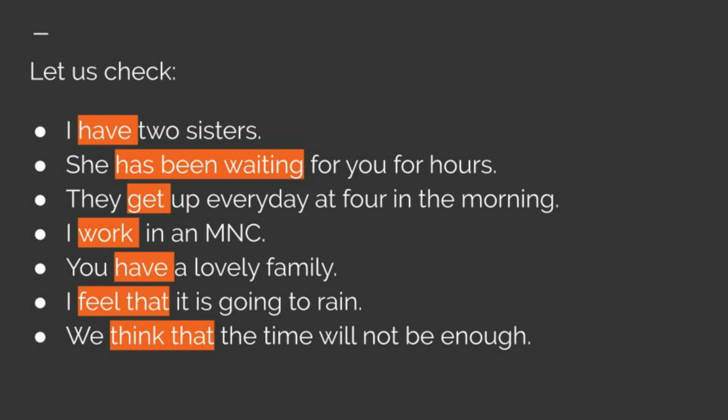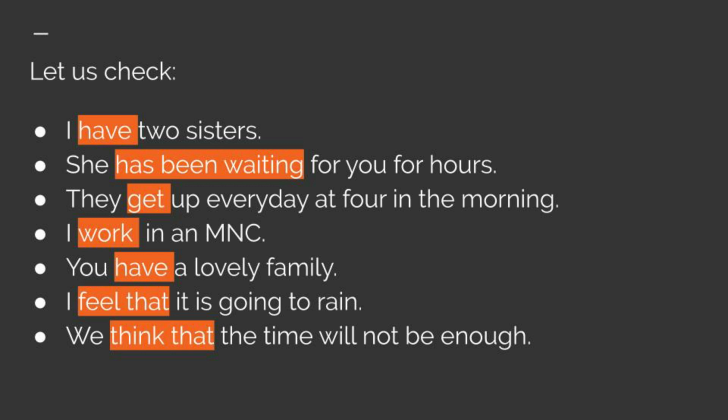Okay, I am having two sisters. Instead of that, it is the best way of putting that same sentence: I have two sisters, in present tense, right? Then, she is waiting for you for hours. Now here, the actual tense of this sentence we have not discussed yet. It will come in the next video. But then here this is incorrect usage, is waiting. Okay, it should be she has been waiting for you for hours.